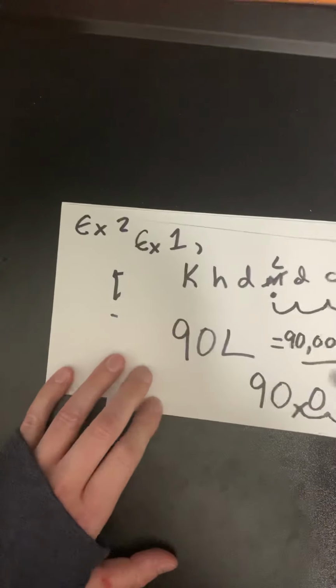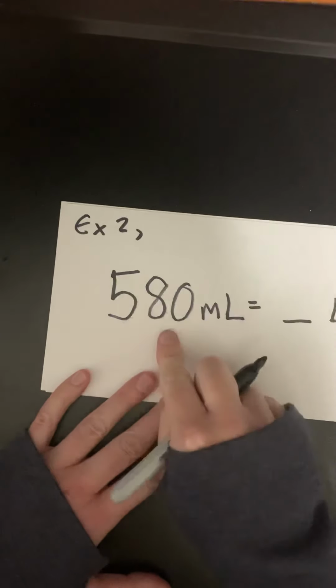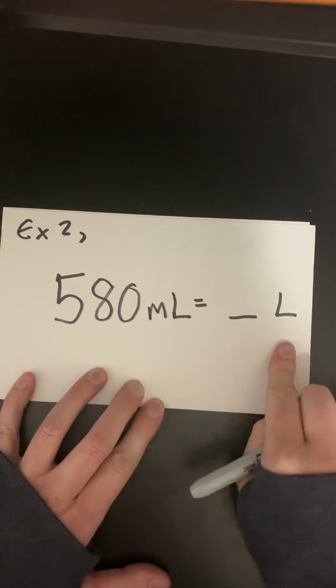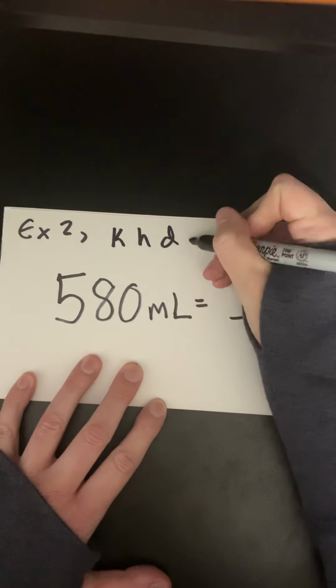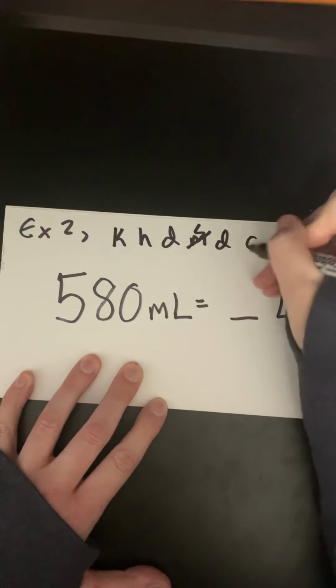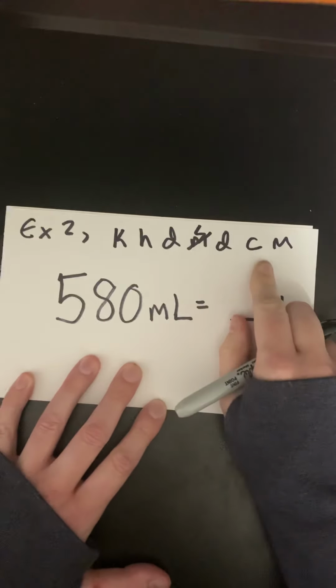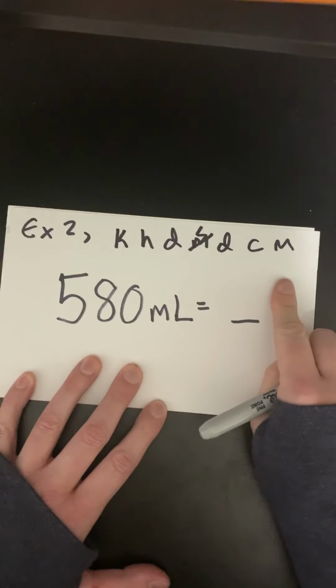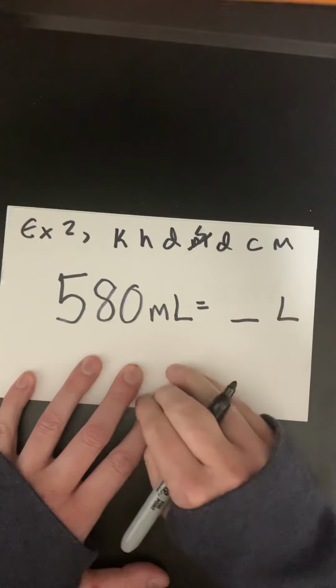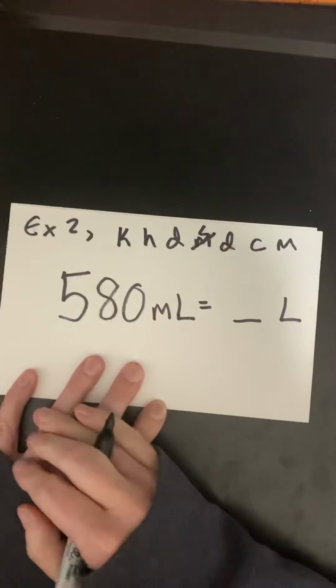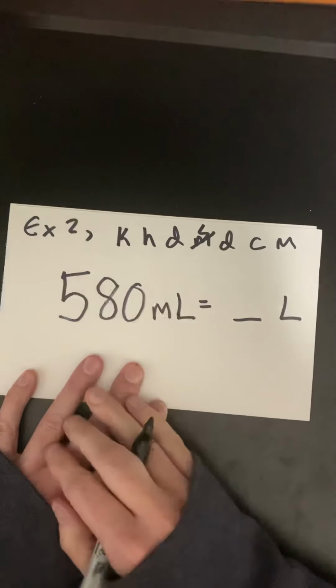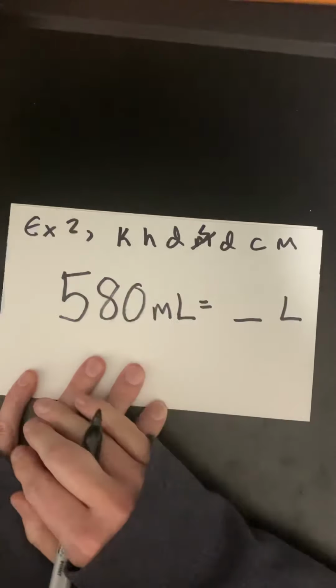Example number 2. I have 580 milliliters and I'm going to turn them into liters. King Henry died, not Monday, because we're making an L. The mnemonic device that you use does not matter as long as you remember these letters. That's the only reason I use that particular one. It was what I was taught when I was little, but it doesn't matter. If you choose a different mnemonic device, as long as you remember these letters, it does not matter.